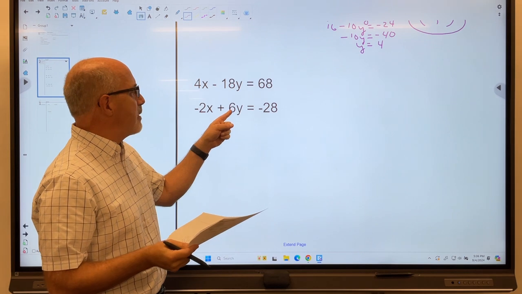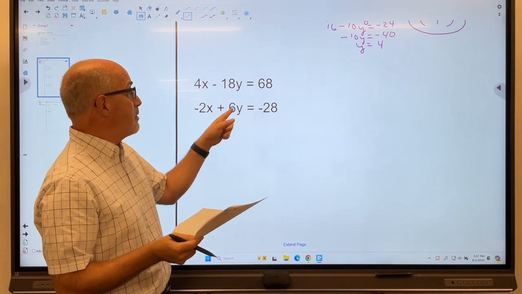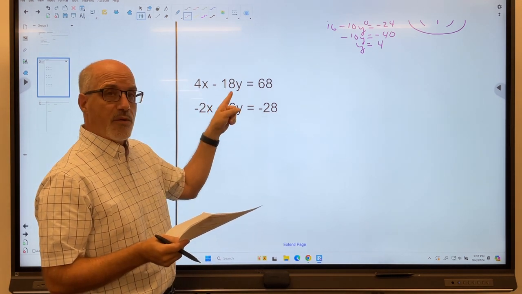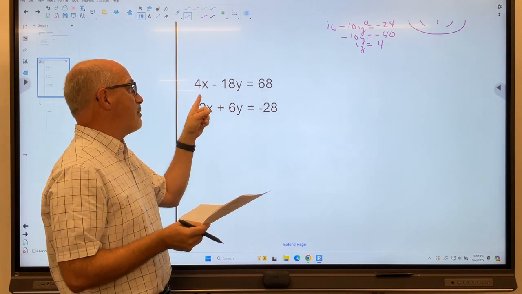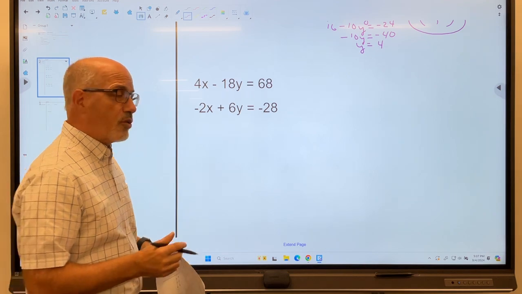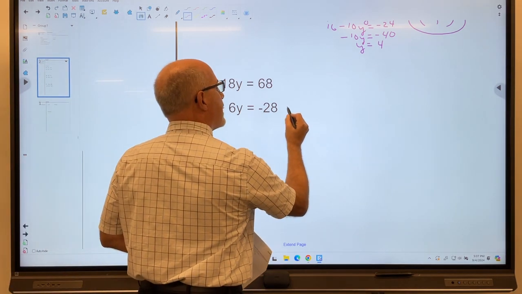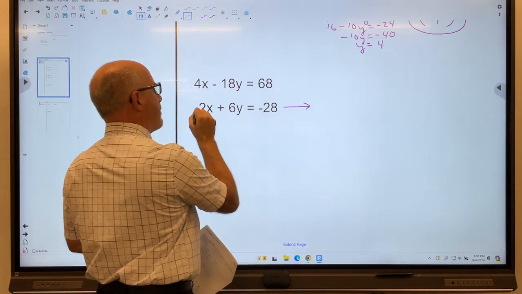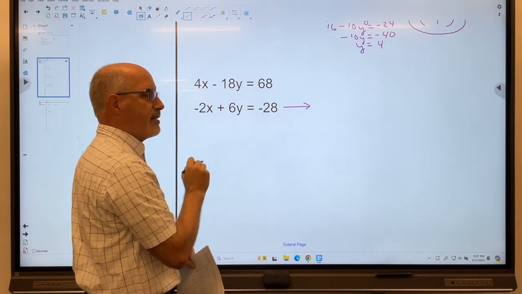If I multiplied this by -3, it'd be, excuse me, a +3, it'd be opposite of that y. If I multiplied this one by 2, those would be opposites. So it's really your choice. Both will work. Not a right or wrong answer. I'm going to go ahead and get rid of the x's in this one.